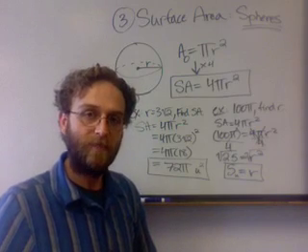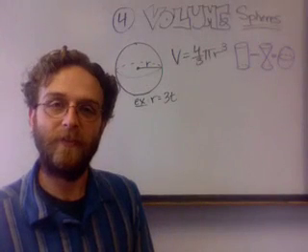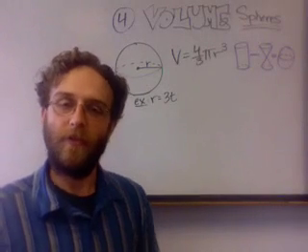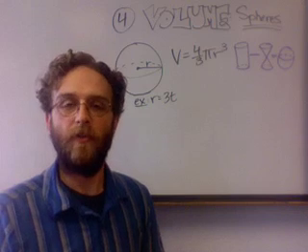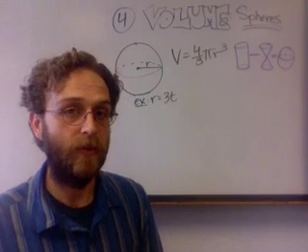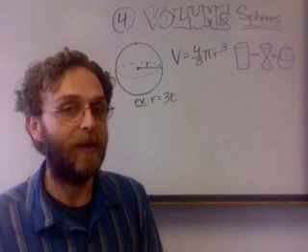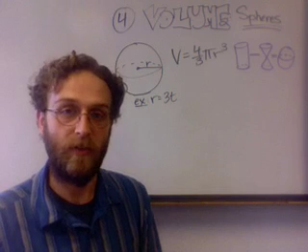On to volume now. All right, and now we're moving on to the volume of spheres. So the formula for the volume of any sphere is 4/3 times pi times the radius cubed. Now this is volume, so the units are going to be cubed, so it seems to make sense that the radius is also going to be cubed.